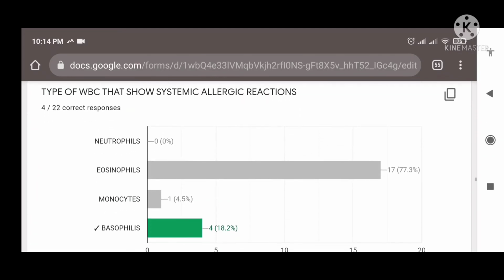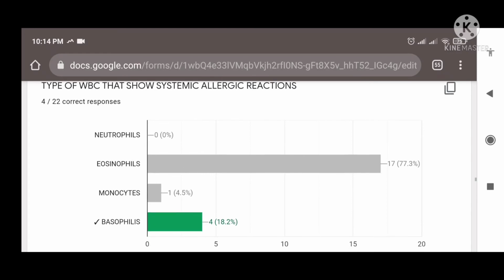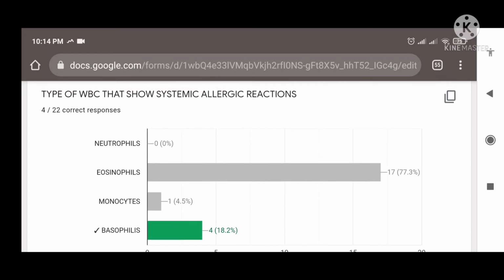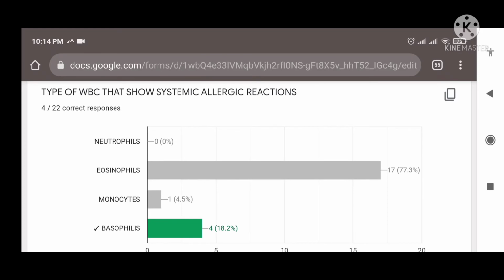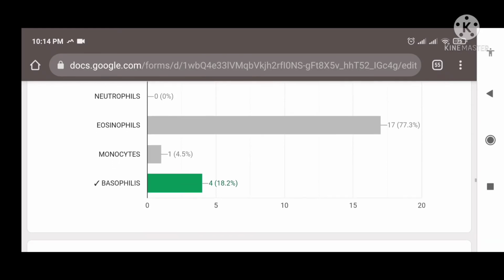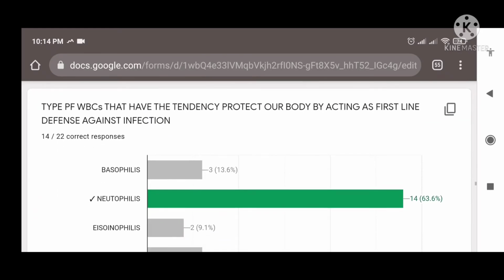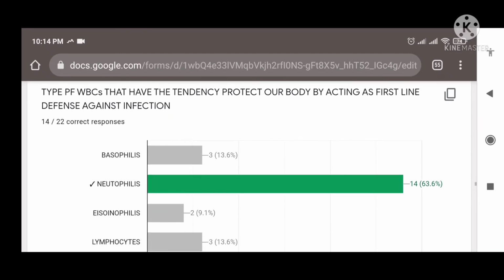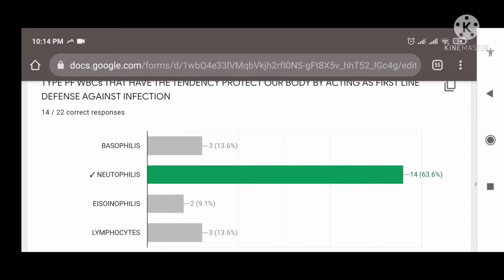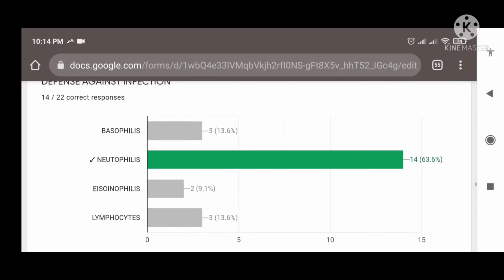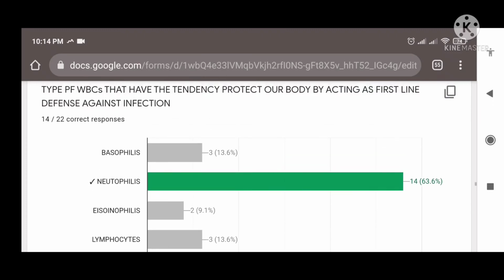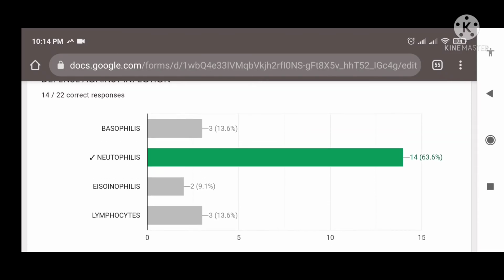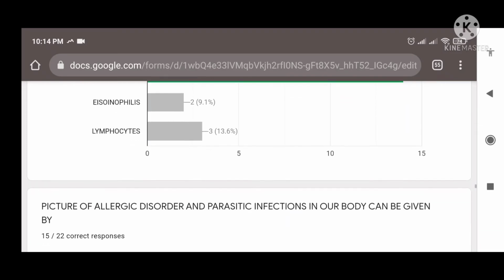Which type of WBC shows a systemic allergic reaction? These are the basophils, because if we only emphasize the word systemic, then a systemic allergic reaction is shown only by basophils. Which type of WBC has the tendency to protect our body by acting as the first line of defense against infection? The right answer is neutrophils. And this is the question I asked previously: which type of cell would protect our body from bacterial infection? These are the neutrophils.